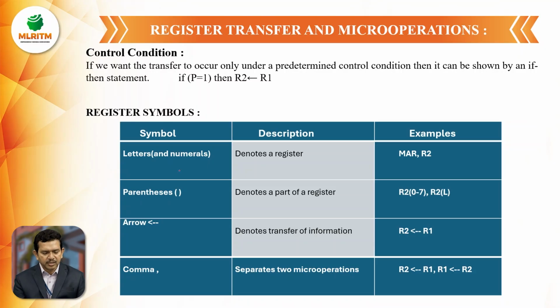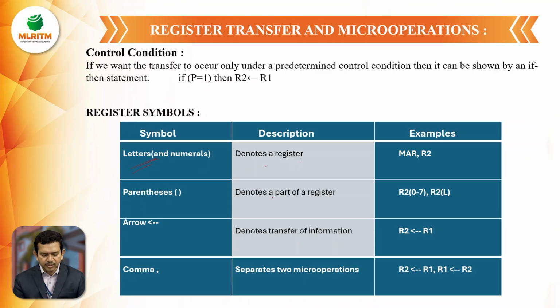When I go with the symbols, letters denote a register. Letters denote a register in the sense that, suppose I say R1, I am using the letter R. Or if I say memory address register, MAR. If I say program counter, PC. All these are represented as registers, the names of the registers.